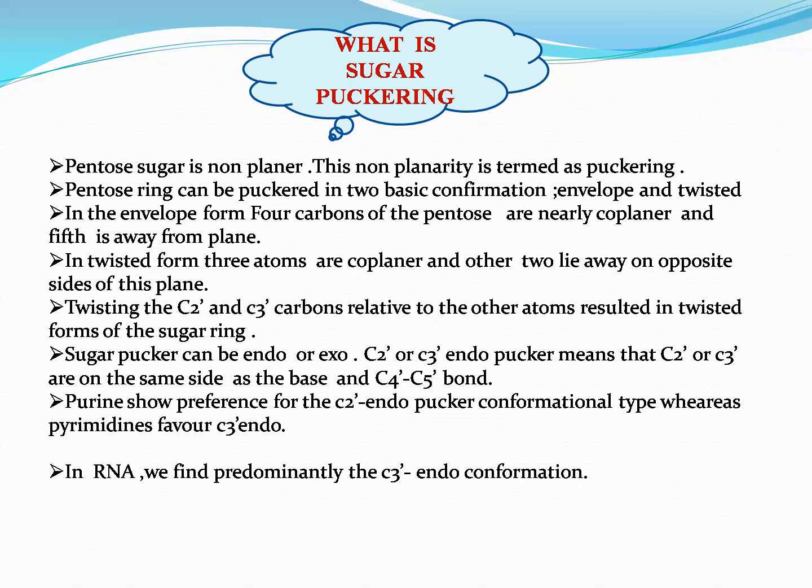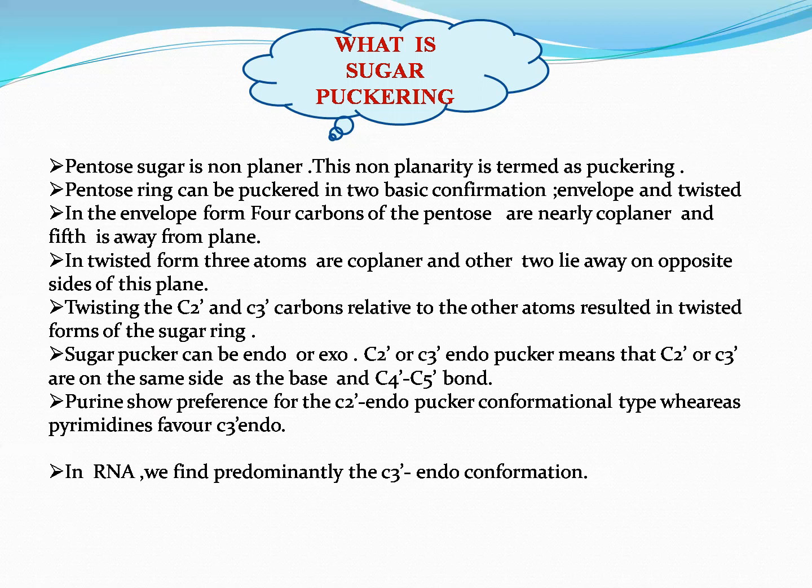The pentose ring can be puckered in two basic conformations. First one is the envelope and second one is the twisted. What are the envelope form and the twisted form? In the envelope form, 4 carbons of the pentose are nearly coplanar and the fifth is away from the plane. Which means in the envelope form, 4 atoms are in the same plane and the fifth atom will be away from the plane. In the twisted form, 3 atoms are coplanar and the other 2 atoms lie away on opposite sides of the plane. Twisting the C2' and C3' carbons relative to the other atoms results in the twisted forms of the sugar ring.